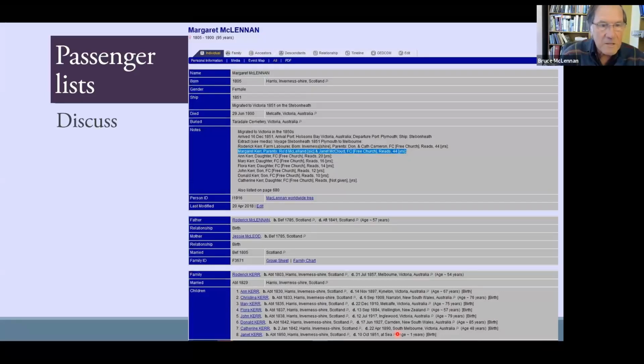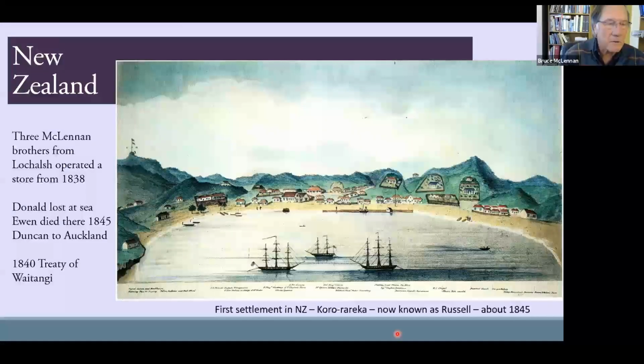That's the sort of thing. Quickly, New Zealand, I don't want to spend long on this. This was the very first settlement in New Zealand of Europeans. It's on the quite north part.